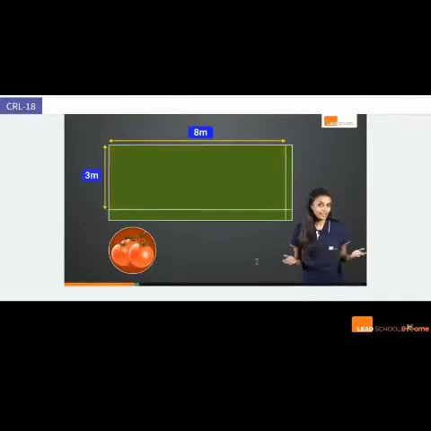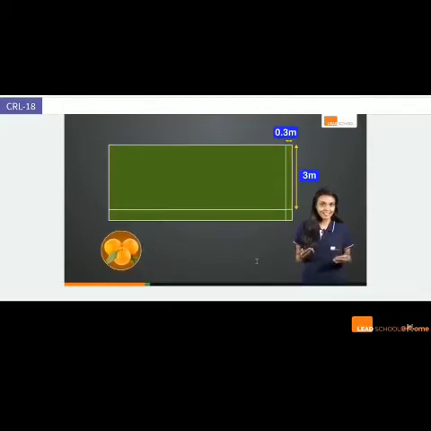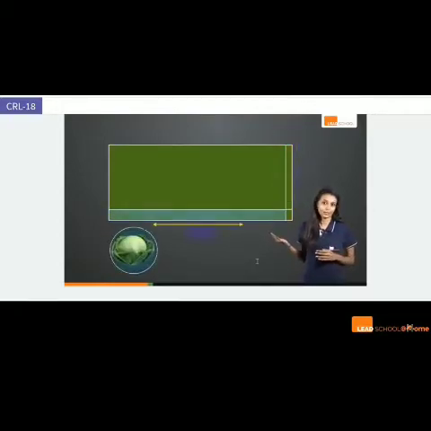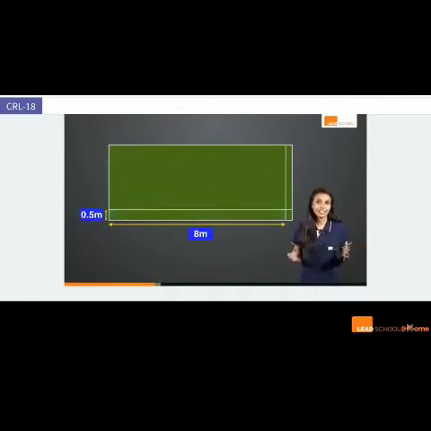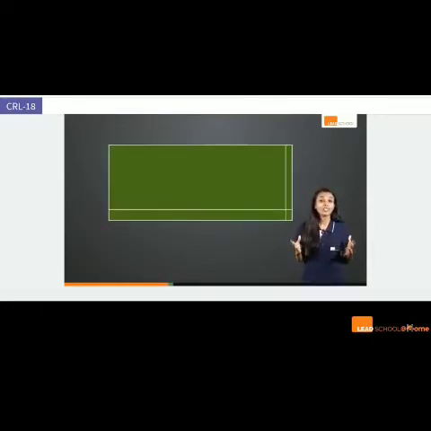Of the remaining area, she uses 0.3 meters of length and 3 meters of breadth for growing oranges. Next, she uses 8 meters of length and 0.5 meters of breadth for growing cabbages. Finally, she uses the remaining space of length 0.3 meters and breadth 0.5 meters for growing carrots. Let us see how much land does each plant occupy.